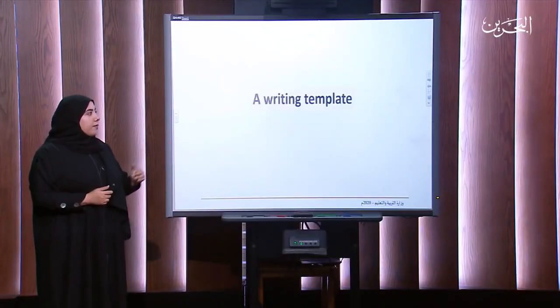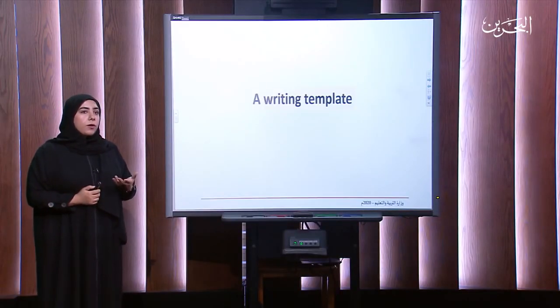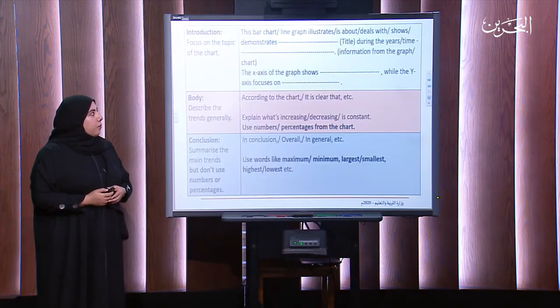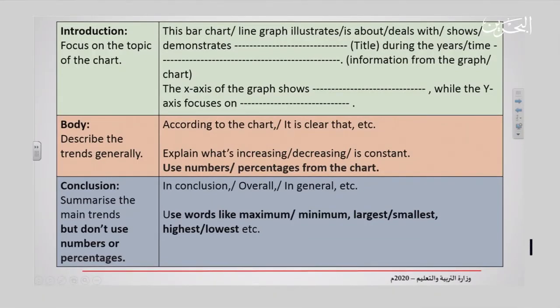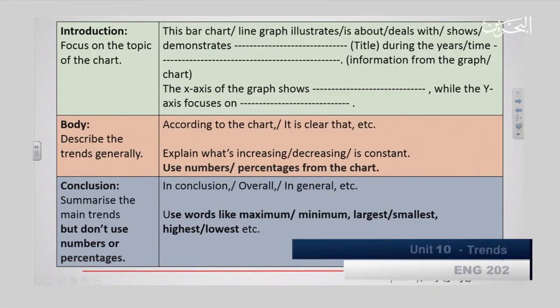Okay, here is a writing sample that you can follow in order to describe a chart. As we decided before, these are 3 paragraphs. Paragraph number 1, introduction, you focus on the topic of the chart. Paragraph 2, the body, you describe the trends generally using numbers and percentages. Last paragraph is the conclusion, in which you summarize the main trends, and please keep in mind, don't use numbers or percentages.